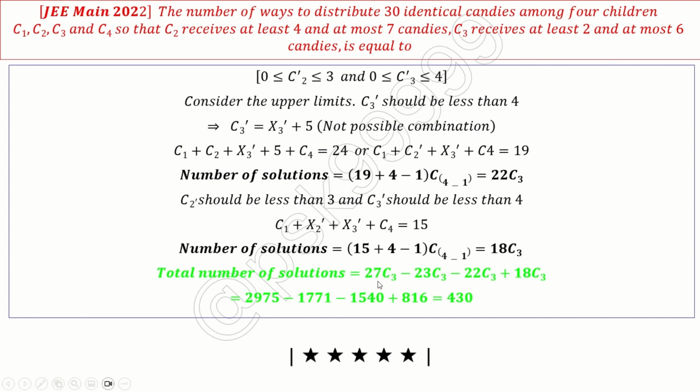So the number of solutions is 27C3, this is how you got the numbers just now, minus the upper limit for C2, minus the upper limit for C3, and then for the repetition I am adding. I mean, 2 times I subtracted for the upper limit of C3 and C2, so I am adding that here, 18C3. So the answer is 430. Hope you understand this problem.